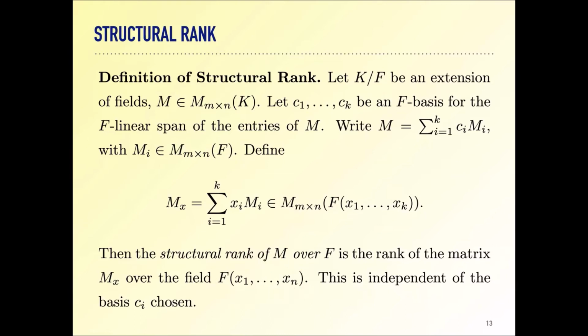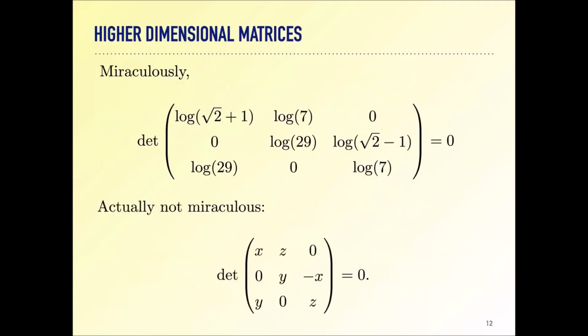And it turns out you can show this is independent of the initial basis, the F-linear span of the coefficients of M that you started with. So what's going on is that the structural rank of this tricky matrix that I started with, over Q, is actually 2. It's not 3. The determinant vanishes algebraically once you replace these linearly independent logarithms, log of root 2 plus 1, log of 7, log of 29, with indeterminates. Then you get a matrix of rank 2 over the field Q adjoin x, y, and z.